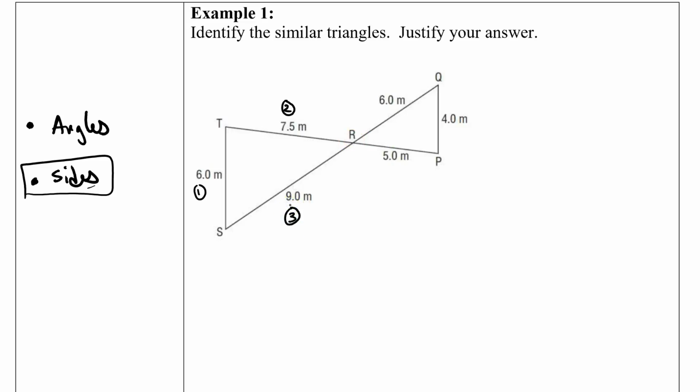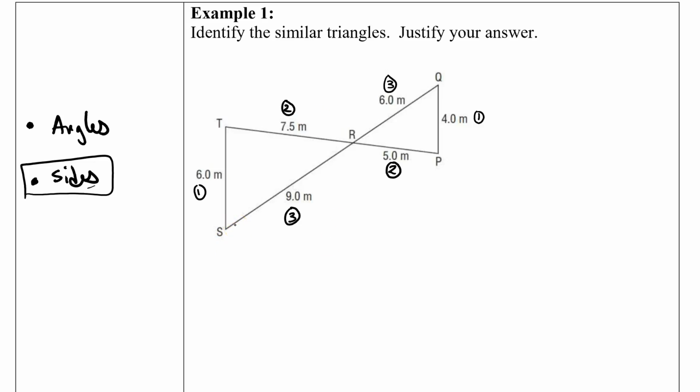Now I'm going to do the exact same thing to my littler triangle here. So this side right here is the smallest, so I'm going to give it a 1. This side right here is the medium one, so I'm going to give it a 2. And this side right here is the biggest one. I'm going to give it a 3. Now, there's nothing really mathematical about it, but it helps me know which side I'm comparing to what.